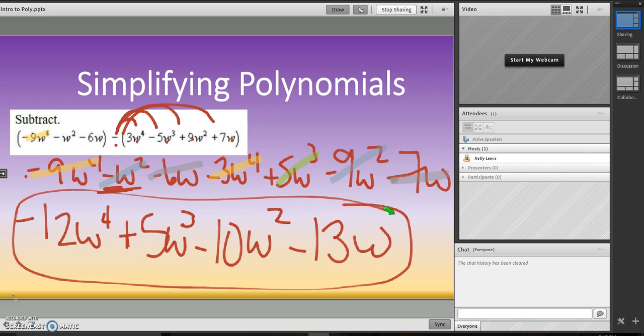So we combine like terms, we simplified. When you have the subtraction sign, you have got to distribute that negative sign to everything after it, or you're going to get the incorrect answer.